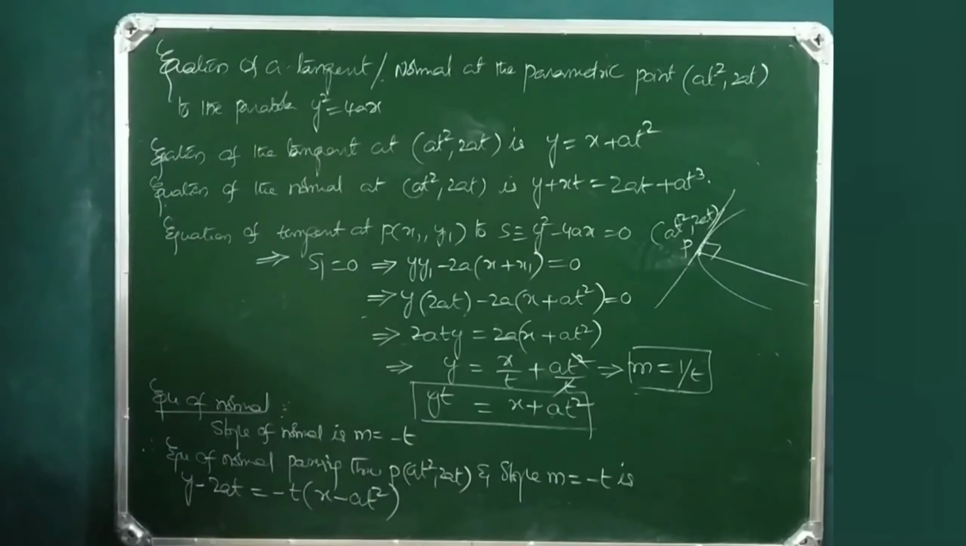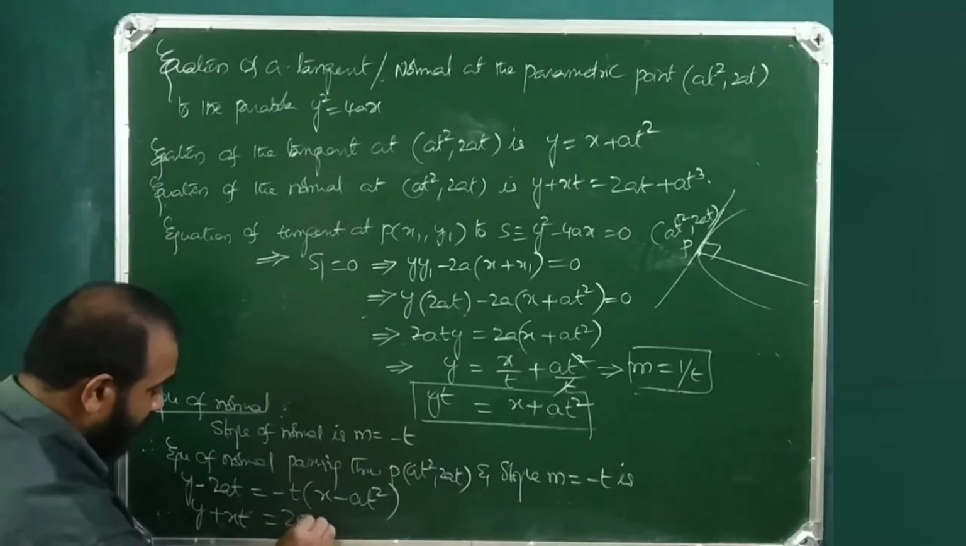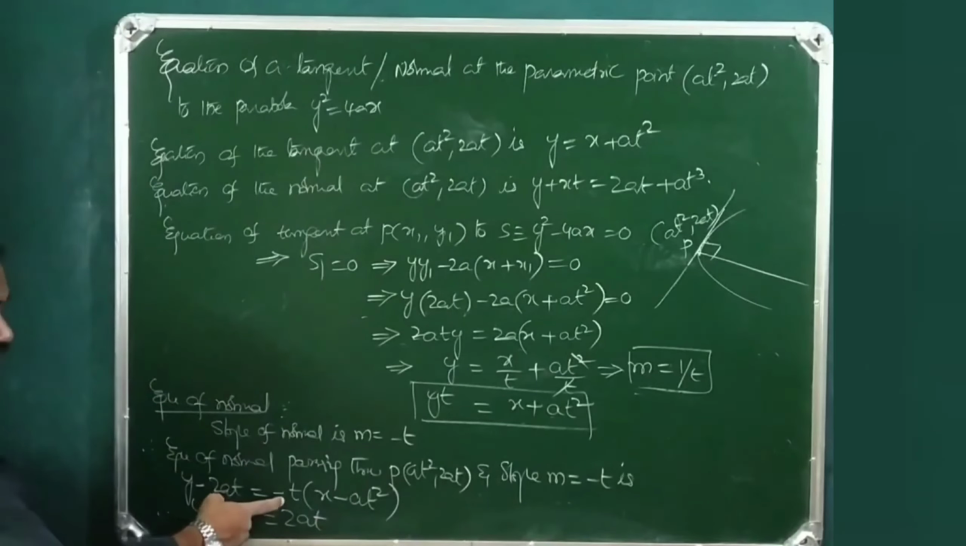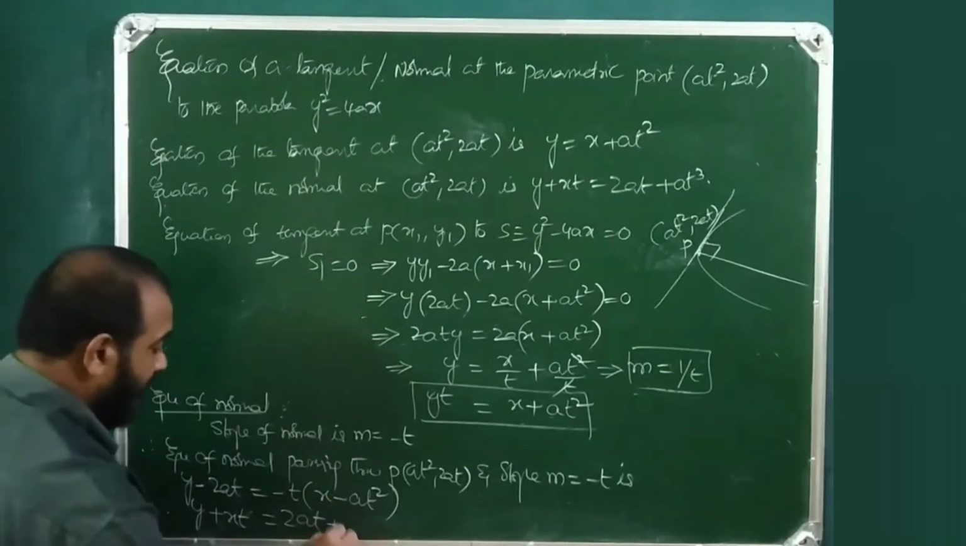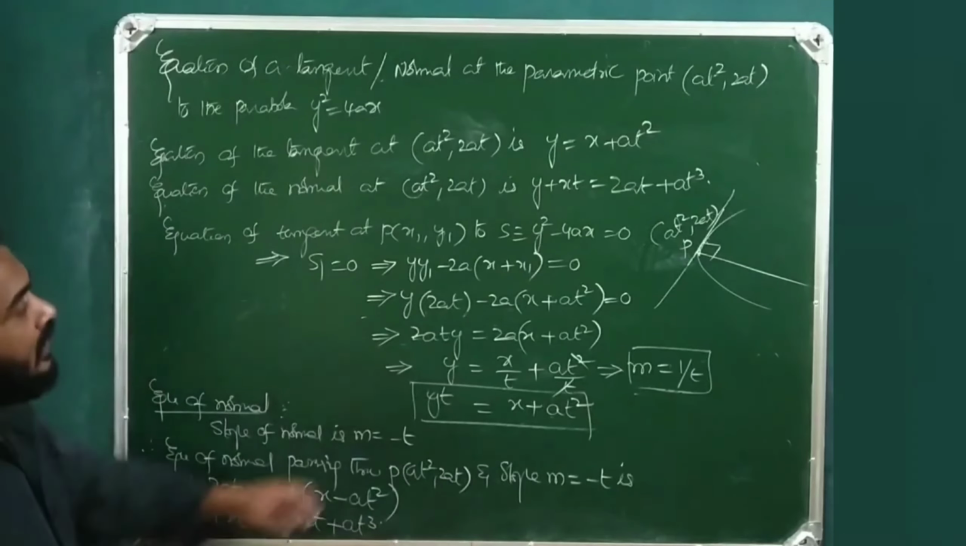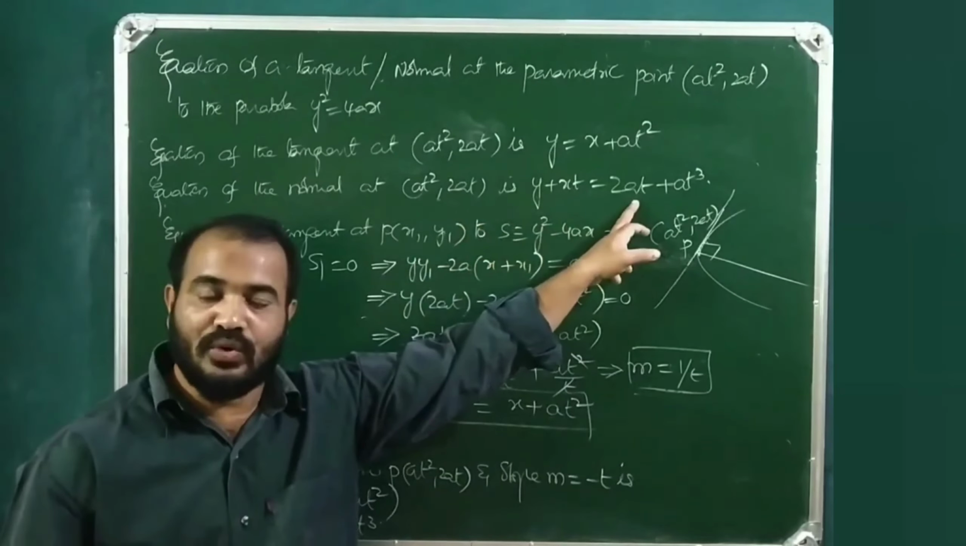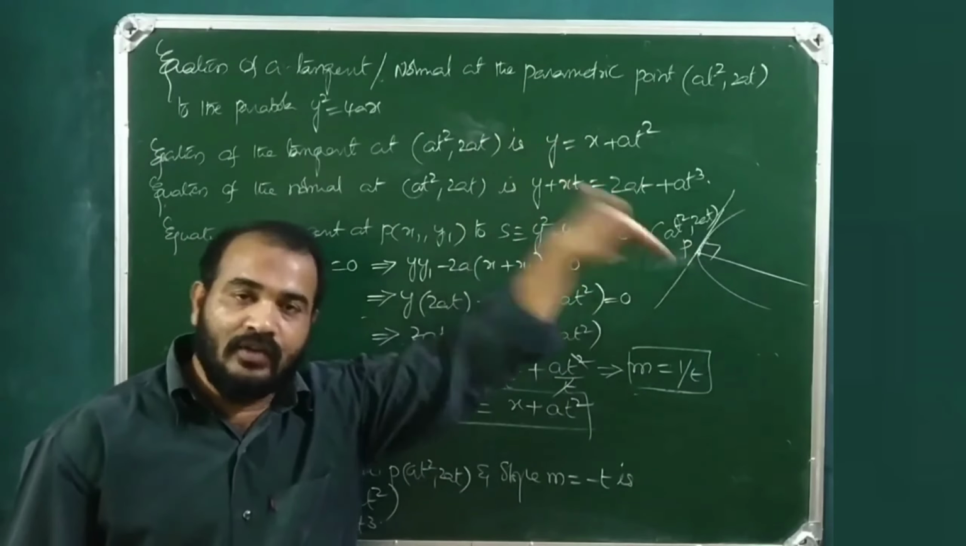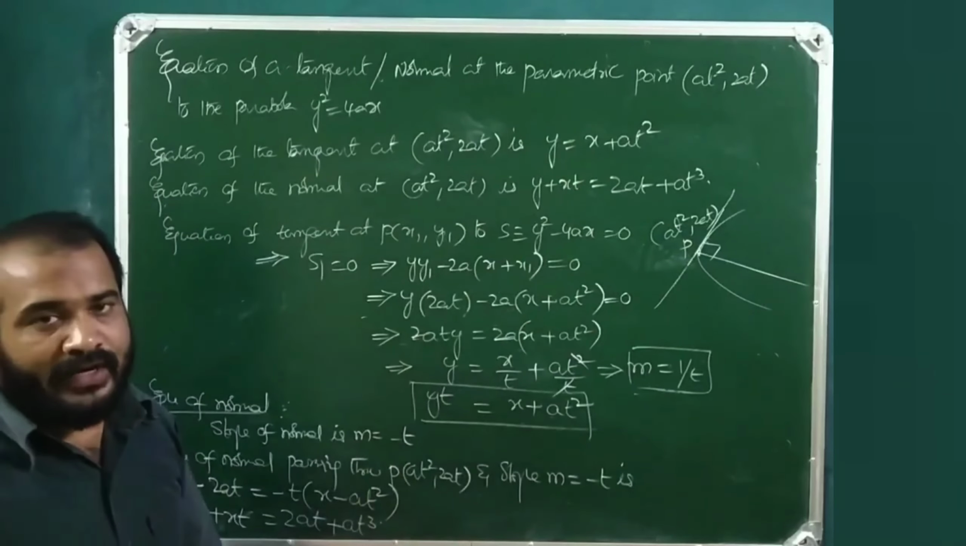So this gives y = -xt. If you bring -xt here, it becomes plus xt. So y + xt equals, transposing -2at to the other side, plus 2at, then -t into -at², which is plus at³. So y + xt = 2at + at³ is the equation of the normal at the parametric point.